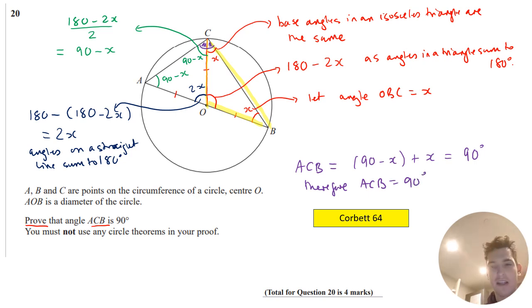This is a good proof to learn. This is a good proof to practice. You might also get asked to prove some other circle theorems. So my two pieces of advice: first of all, see what radii you can find. Second of all, call an angle x. One more question to go. Let's have a look.